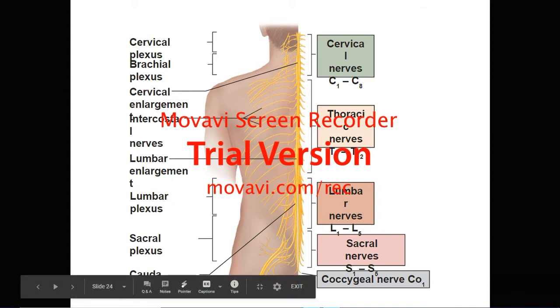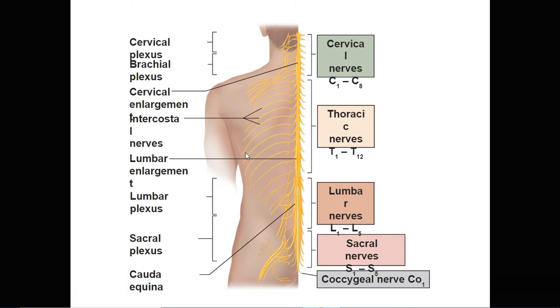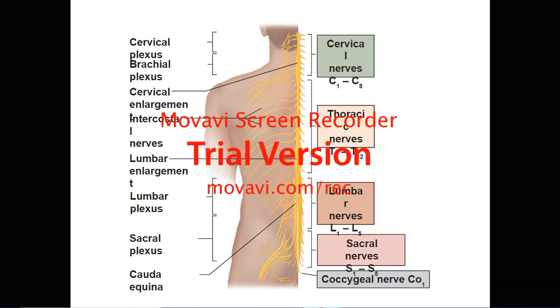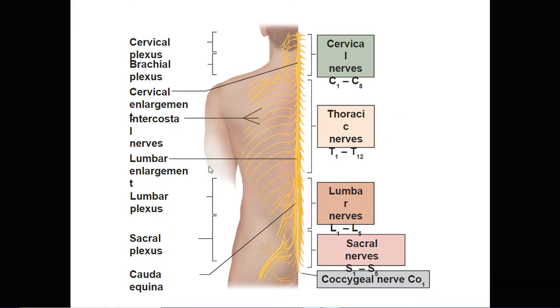You also see the cervical and lumbar enlargements of the spinal cord, which result from the enlargement of the gray matter that contains the neural machinery necessary to operate the limbs. All right, so those are the enlargements, cervical and lumbar enlargements. It's just an enlargement of gray matter.